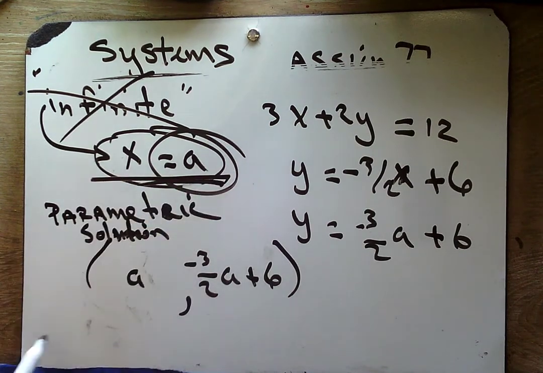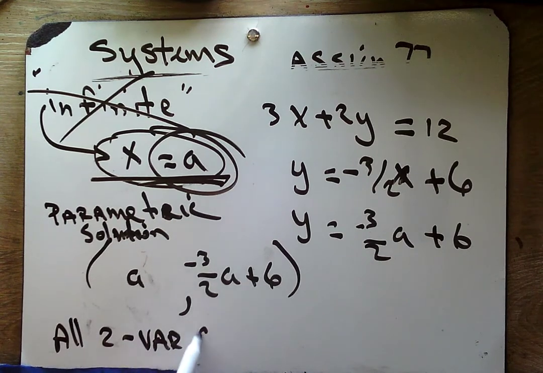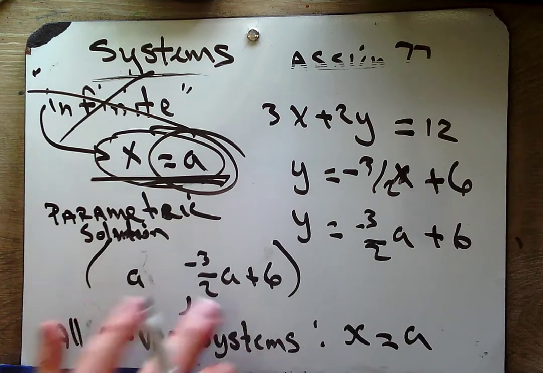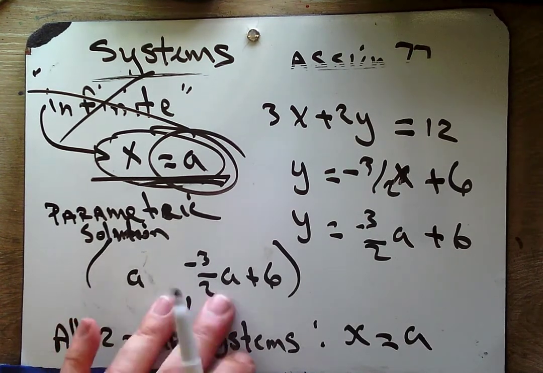And for all two-variable systems, whenever you need to do a parametric solution, you're going to set x equal to a. That's our agreement, okay? So, parametric. Solution generating machine. That's what we want.